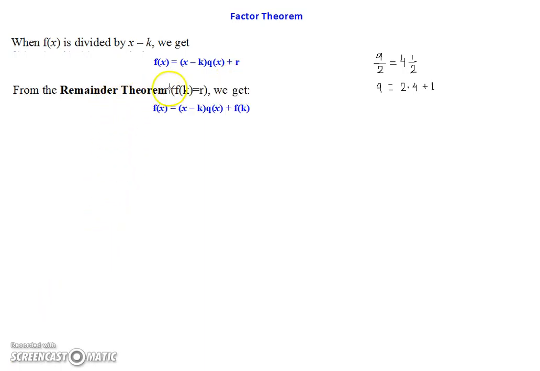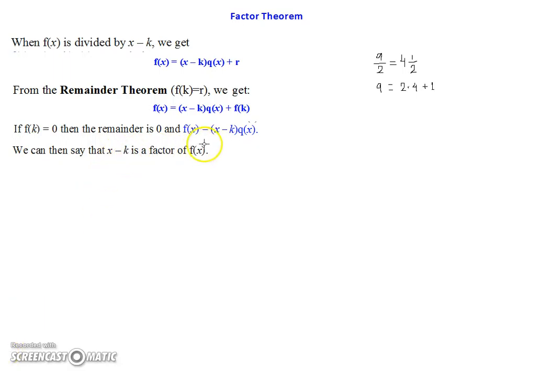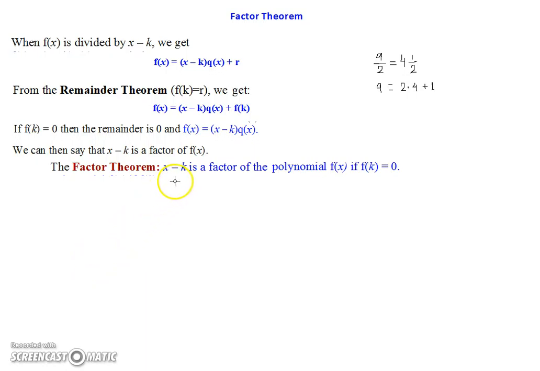We know from the remainder theorem that if f of x is divided by x minus k, then f of k equals r, so we can replace r here with f of k and write f of x as a product of x minus k, the quotient polynomial, plus the remainder f of k. If f of k is 0, then the remainder is 0 and f of x will be just the product of x minus k and the quotient polynomial. We can say that x minus k is a factor of f of x. We just proved the factor theorem: x minus k is a factor of the polynomial f of x if f of k equals 0.